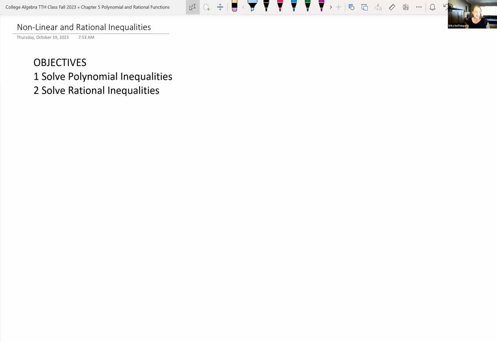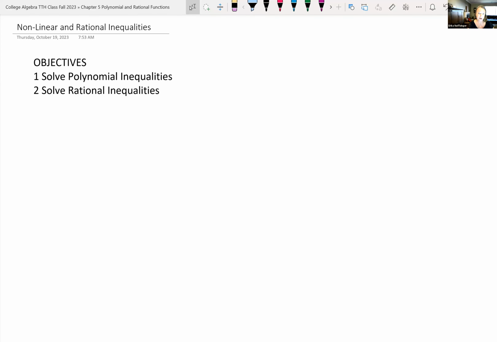So now we're going to look at solving polynomial inequalities and rational inequalities. Solving nonlinear inequalities, we go about this a little differently than what we did when we were solving linear inequalities. We're going to look at this both graphically, and then we're going to look at it when we're given the inequality itself, and solving it.